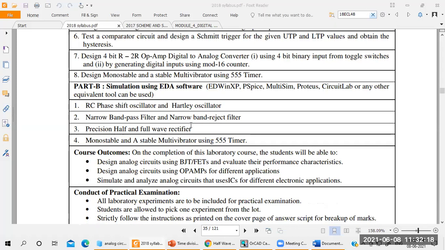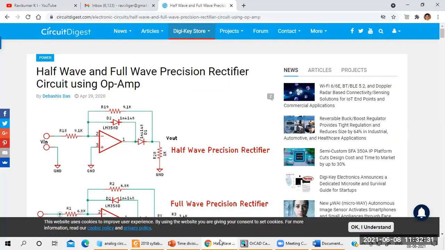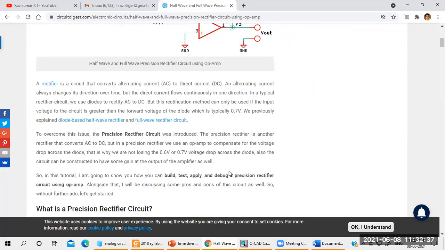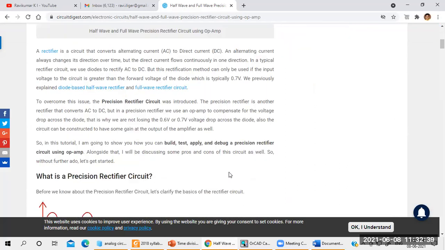This is the third experiment in part B. The name of the third experiment is precision half wave and full wave rectifier. First, take the definition of a rectifier. What does rectifier mean? Converting AC to DC. That is the definition of a rectifier.